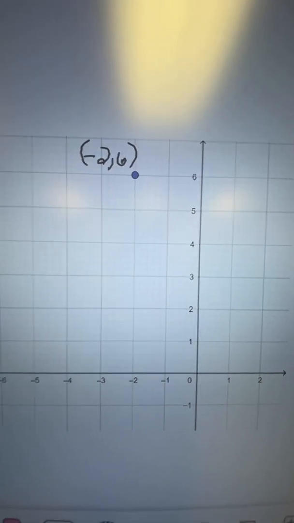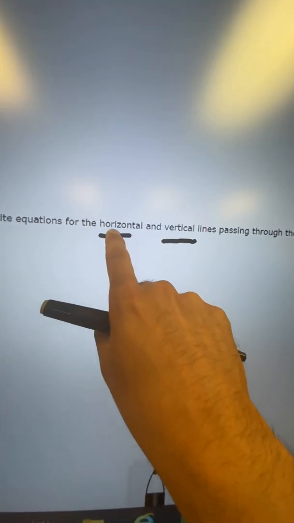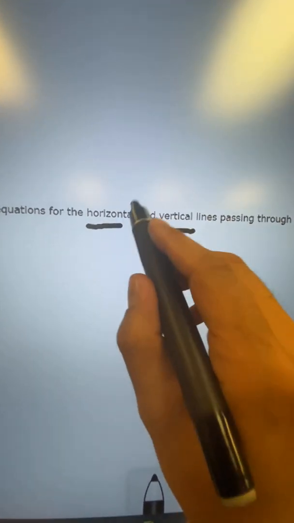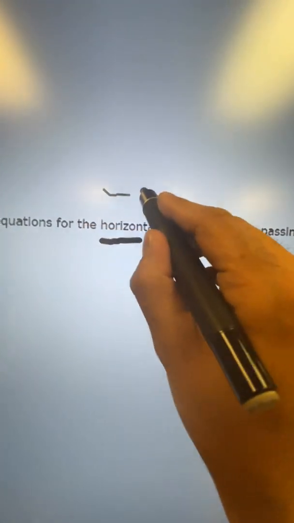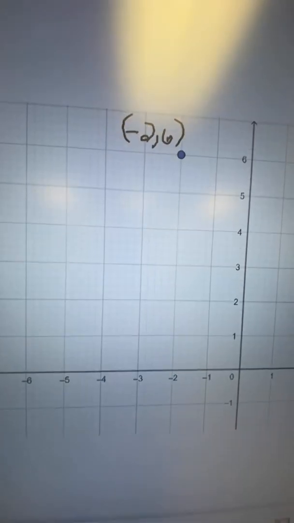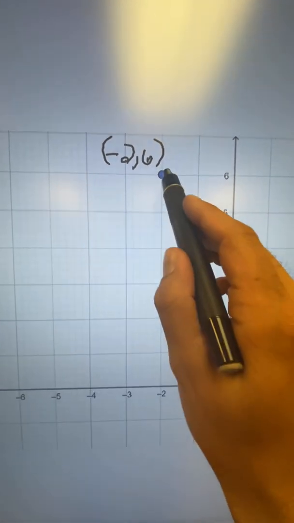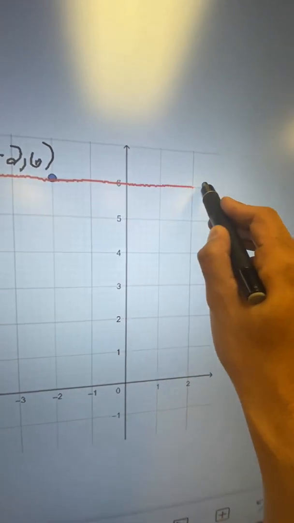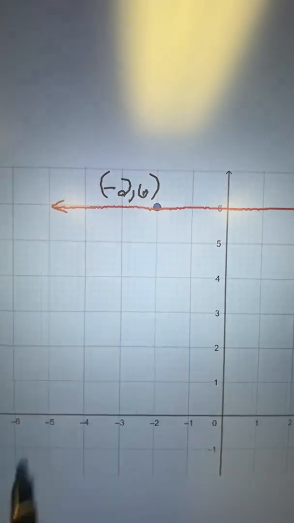Again, we have to write the equation of a horizontal line and a vertical line. I'm going to start off with the horizontal line first, and keep in mind, this is vocabulary. A horizontal line looks like this, side to side. A vertical line is like this, straight up and down. In the first example, I'm going to start off with the horizontal line. So I'm just going to draw a horizontal line passing through this point here, -2, +6.